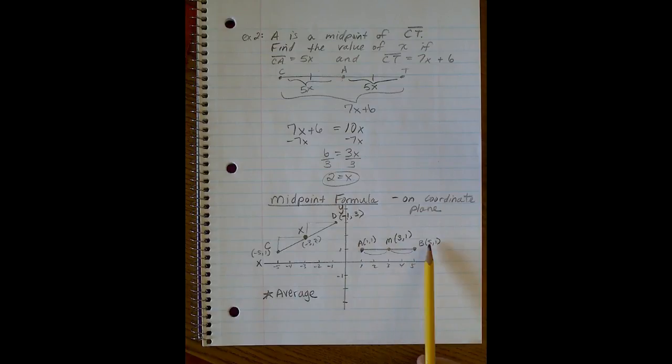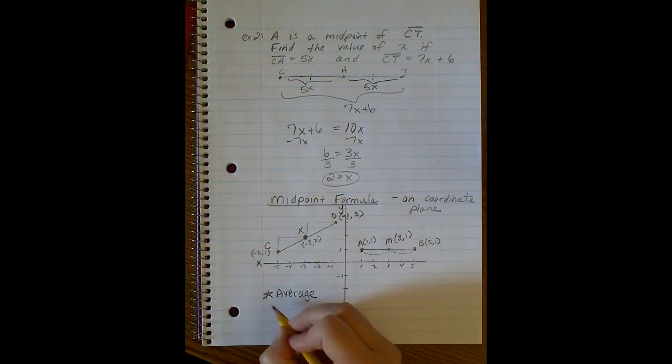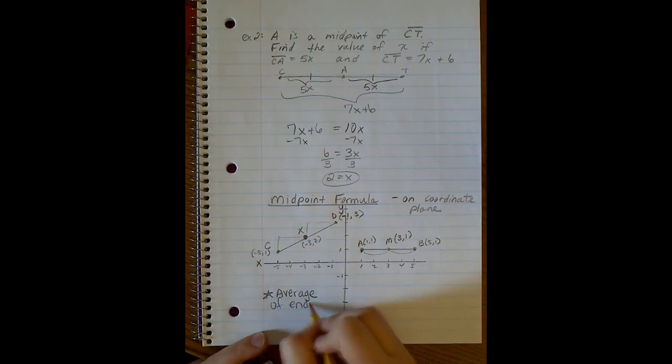If I add 1 and 5 together, it gives me 6. Cut it in half, it gives me 3. My endpoints for my y values, 1 and 1, that's 2. Cut that in half, gives me 1. So really our midpoint formula is just by taking the average of the endpoints.